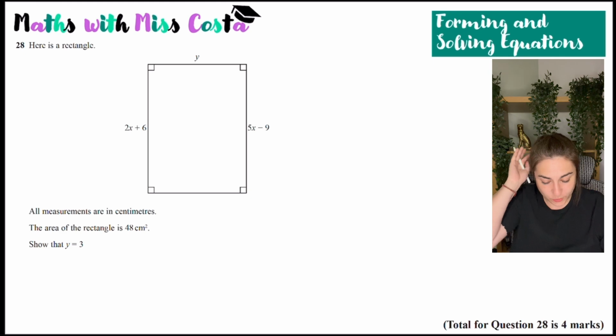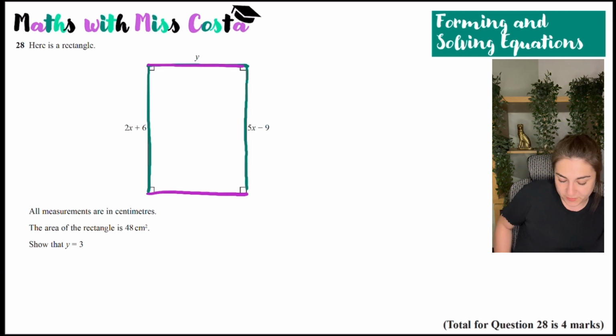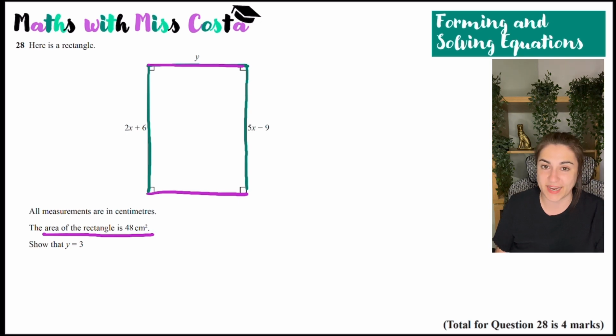Next, I've got a rectangle. It has a width of y and then a length of 2x plus 6, which is the equivalent to 5x minus 9, because in a rectangle, opposite sides are equal. Okay, so I'm told that all measurements are in centimetres, and the area of the rectangle is 48 centimetres squared. Show that y is 3. Okay, so there's a few things that I can do. First of all, what I can do is figure out what the value of x is.